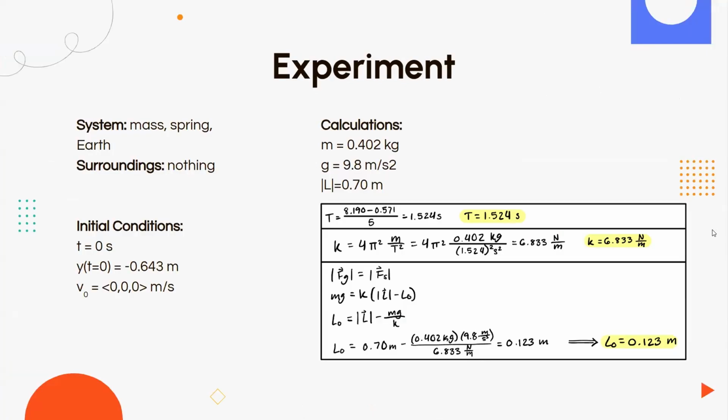The system includes the mass, the spring, and the Earth, while the surroundings are everything else. From the video, the initial mass was 0. This is the model for Y motion only, and since the mass was released from rest, the initial velocity is 0. And these are the calculations for the period of oscillation, the spring stiffness, and the relaxed length.